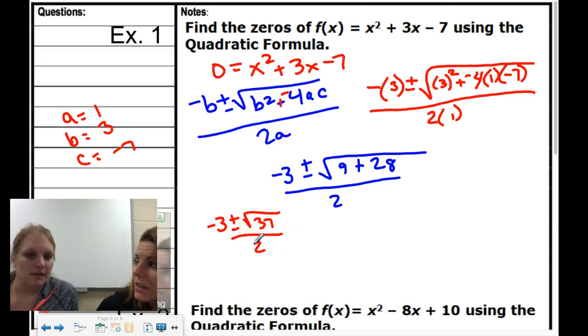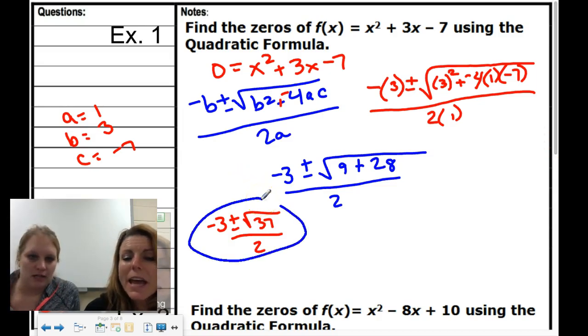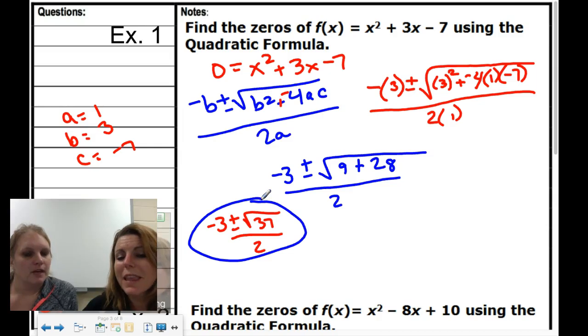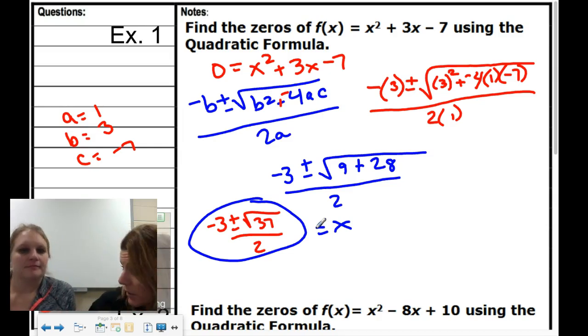And we are done. We're done because that's not a perfect square root. You can't split that up, so we are done. And actually, maybe to the side, just write that equals x, just so they know. Remember, we're still solving for an x. And we have two answers, plus or minus.